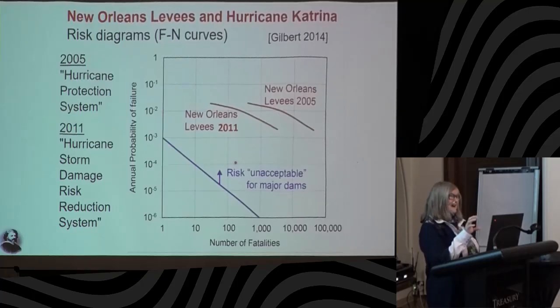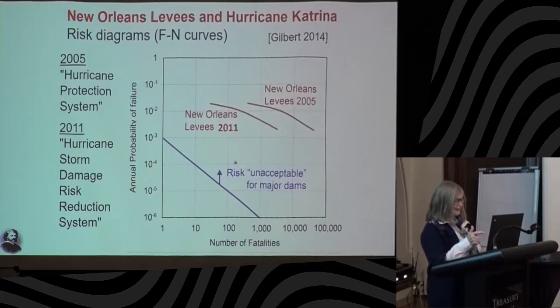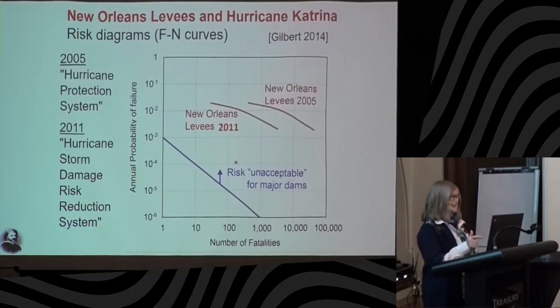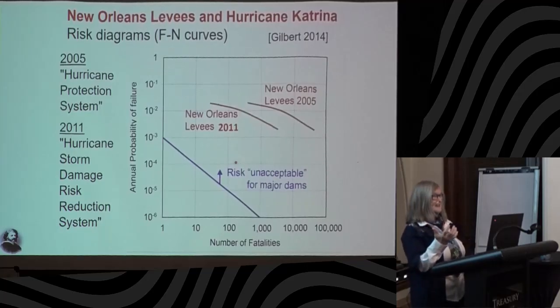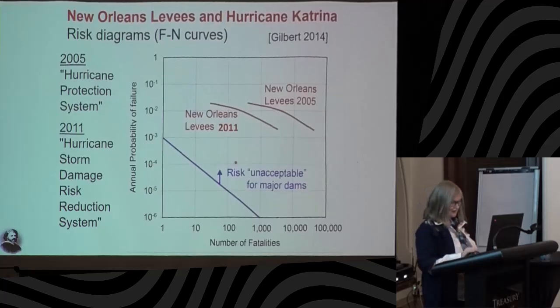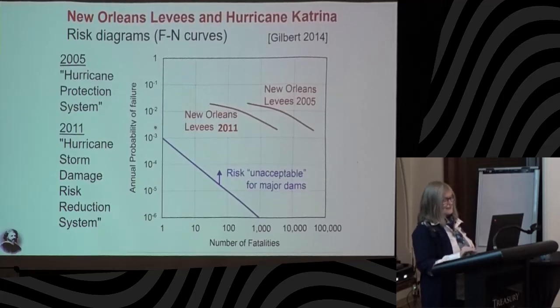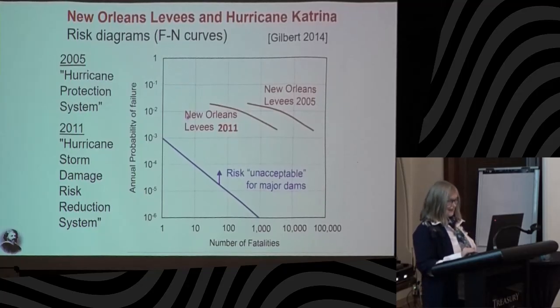And first, in 2005, they called the system Hurricane Protection System. So people felt protected, but they're not protected. So in 2011, after Katrina, it's called Hurricane Storm Damage Risk Reduction System. It's psychological, but all of a sudden the government decided to protect itself in case of lawsuits. And this is the acceptable line that was the middle line in the previous graph.